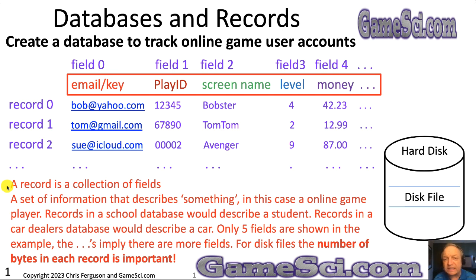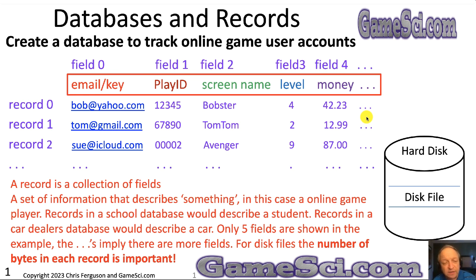A record is a collection of fields: email, play ID, screen name, level, money. A set of information that describes something, in this case an online game player. Records in a school database would describe a student. Records in a car dealer's database would describe a car. Only 5 fields are shown in this record, but see the dots here at the end? That implies there could be more fields.